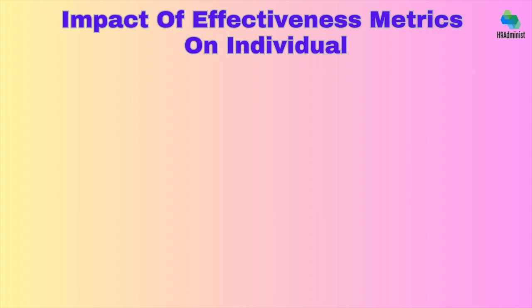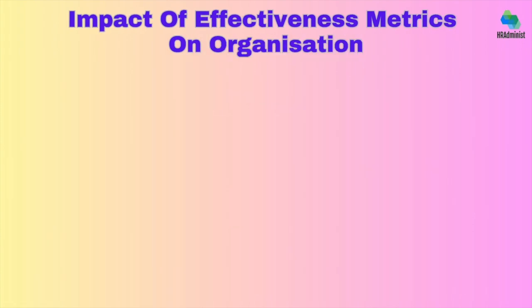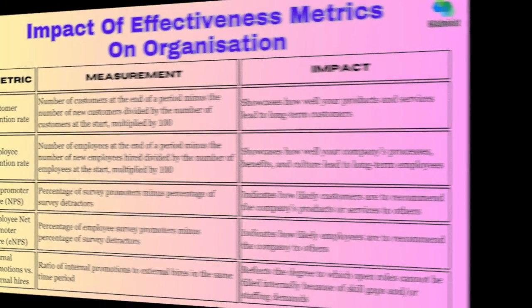Here is the impact of effectiveness metrics on individuals. As you can see in the table, there are a few metric criteria and the measurement for each metric and its impact. Similarly, here is the impact of effectiveness metrics on the organization, its measurement criteria and impact.